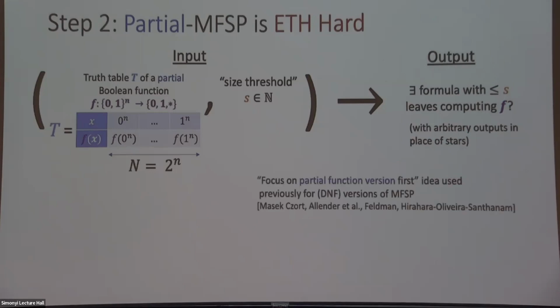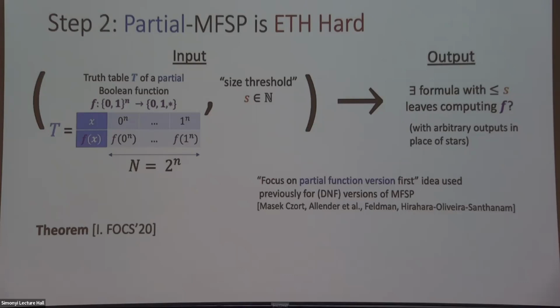And I want to emphasize that this idea of looking at the partial function version first is something that's been used before. We know that the DNF versions of MFSP are hard, and they also worked by focusing in on the partial function version first. Actually, I think Tony is in this paper.